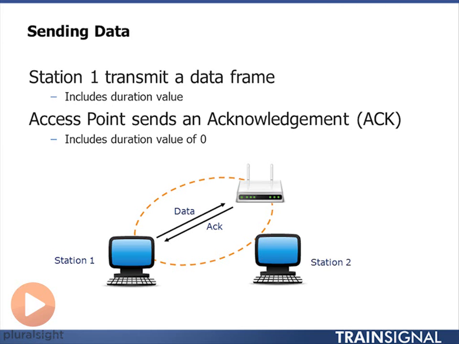So what you're seeing here is when a station does transmit, it includes the NAV value to tell any stations close to it, please be quiet during this time because I'm sending data and I'm waiting for an acknowledgement.